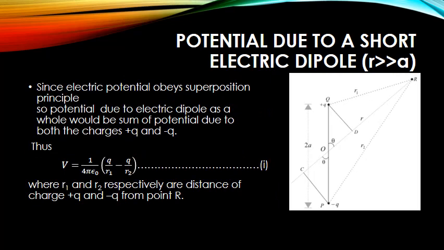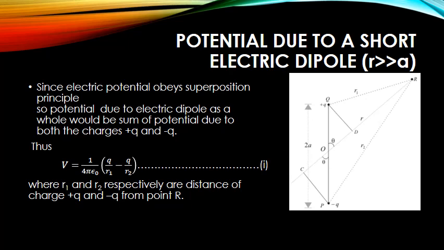The figure here shows an electric dipole. The negative and positive charges of the dipole are placed at points P and Q respectively. The electric potential due to this system has to be obtained at point R. The line joining the center of the dipole and point R makes an angle theta with the direction of the electric dipole moment vector. The dipole is short. We will assume that the distance r is much greater as compared to the semi-dipole length a.